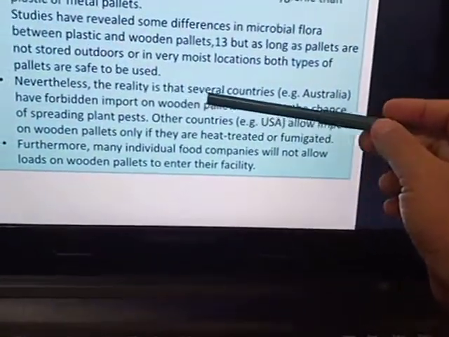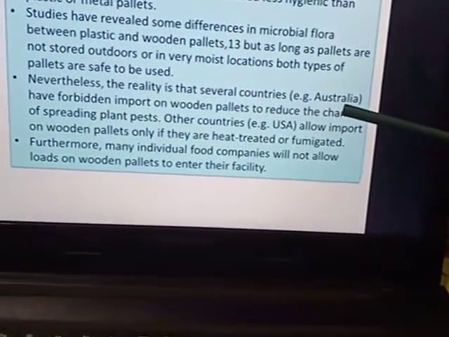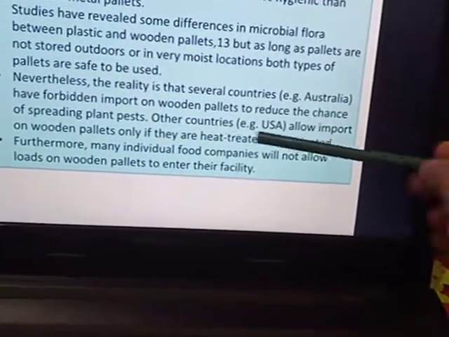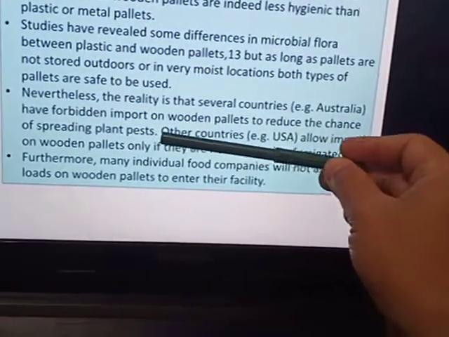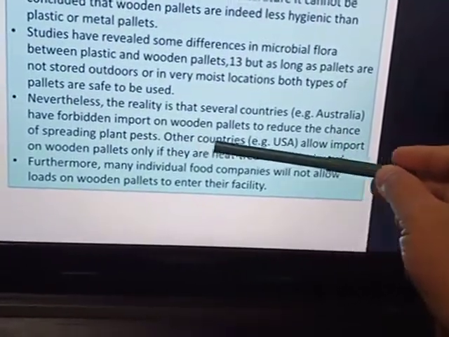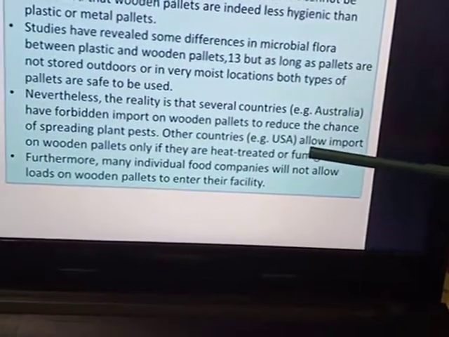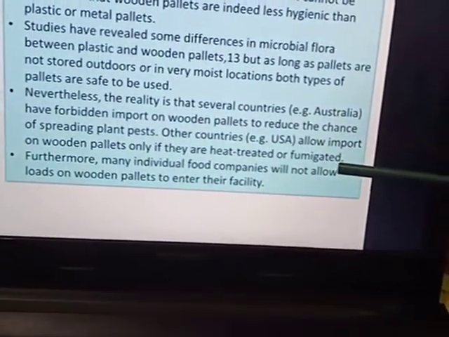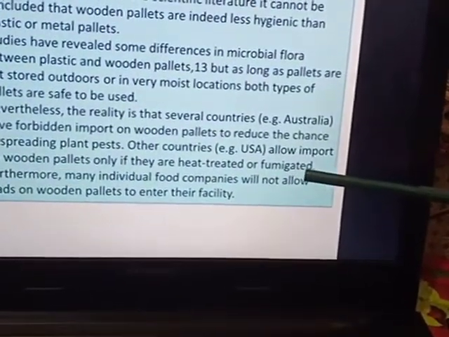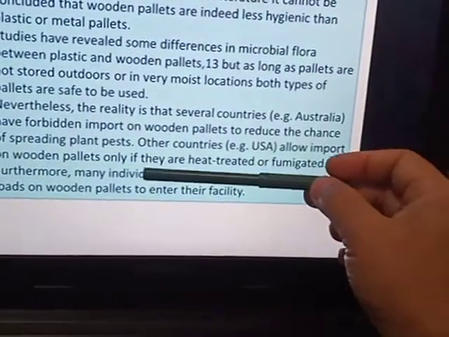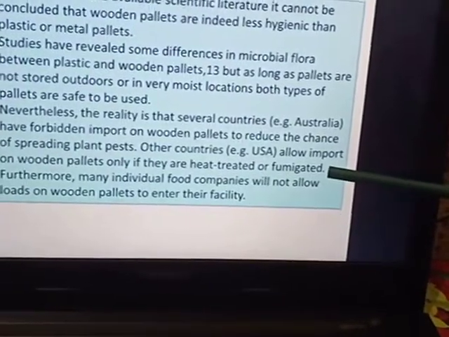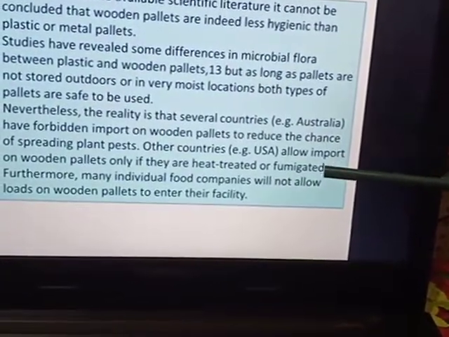Nevertheless, the reality is that several countries, such as Australia, have forbidden import of wooden pallets to reduce the chance of spreading plant pests. So plant pests can harbor on wooden pallets. Other countries, such as the United States of America, allow import of wooden pallets only if they are heat-treated or fumigated. So if it's heat-treated with hot steam, and then fumigated with insecticide, okay, then it can be imported into the USA.